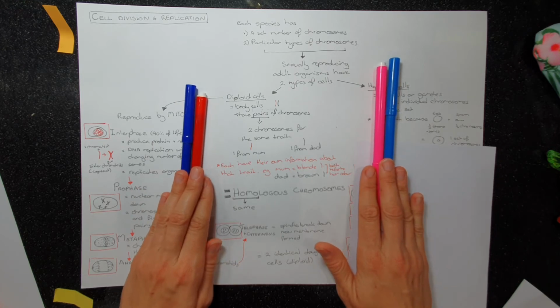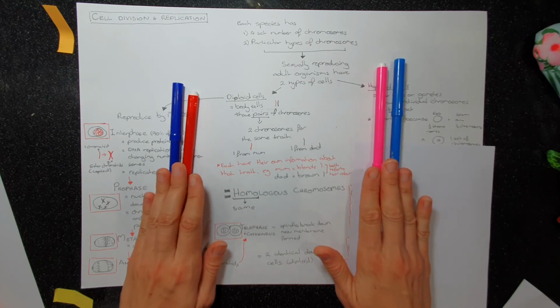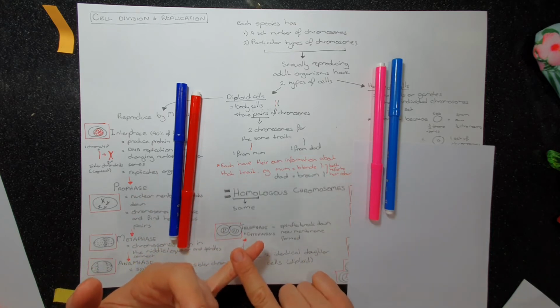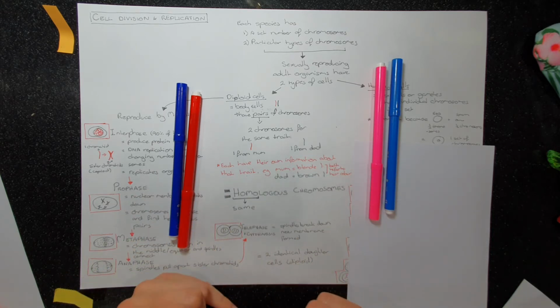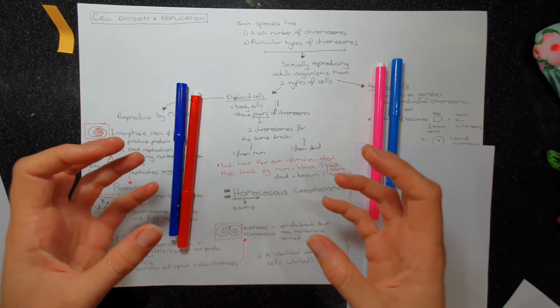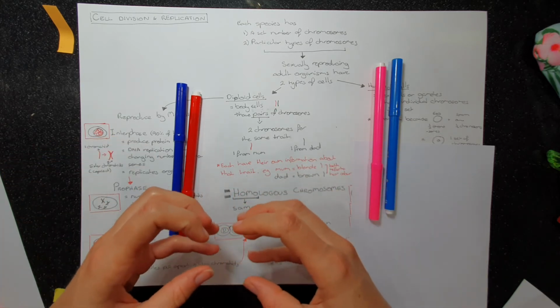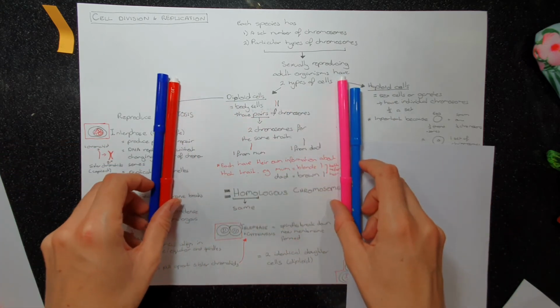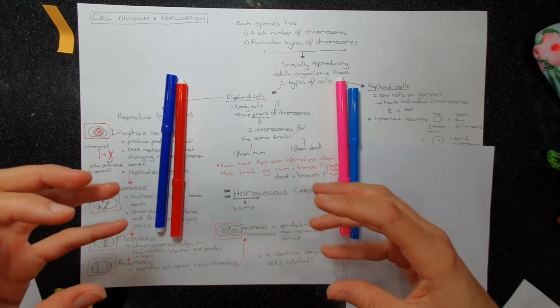Mitosis is typically used where we need more of the same type of cell. So this would be growth. When your bones are growing, we need to produce more bone cells, and so the bone cells that exist will replicate and divide and split, so that there are more bone cells to allow you to grow.